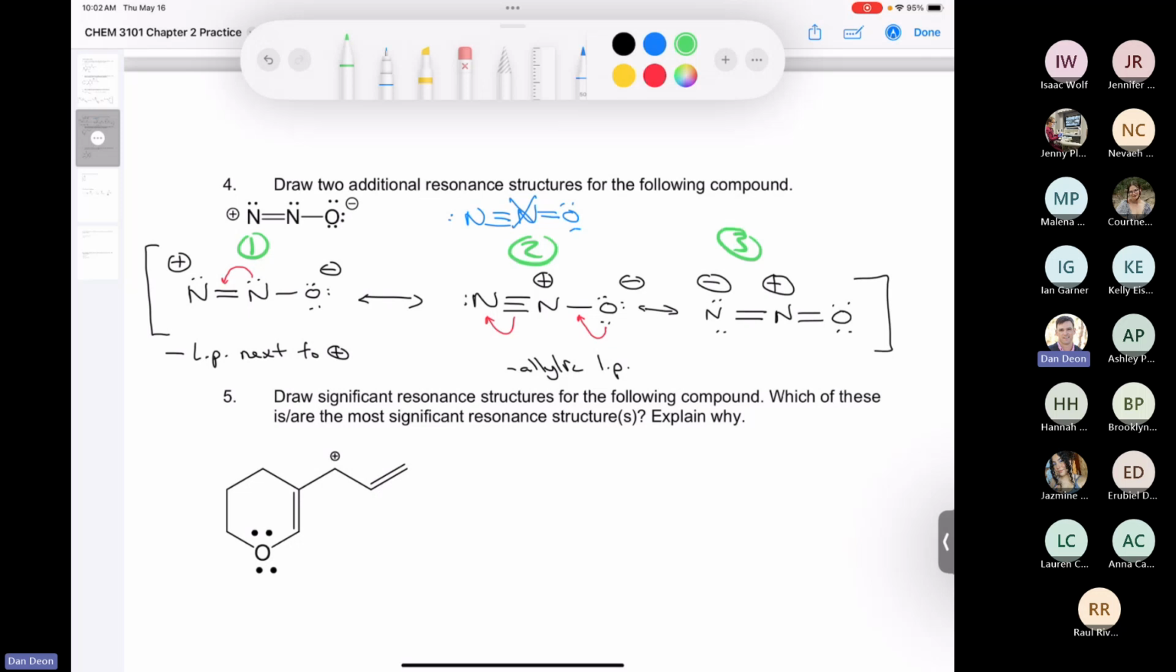Okay, it's not going to be number one. And the reason why is because in number one, the nitrogen is electron deficient, right? This nitrogen does not have a complete octet. So this one is actually going to contribute the least.